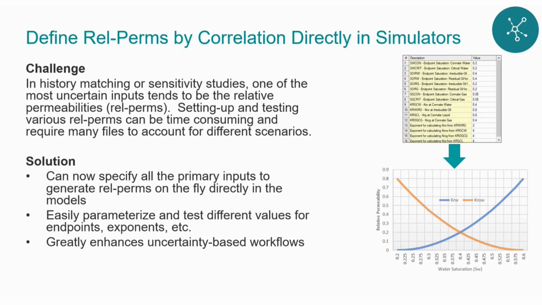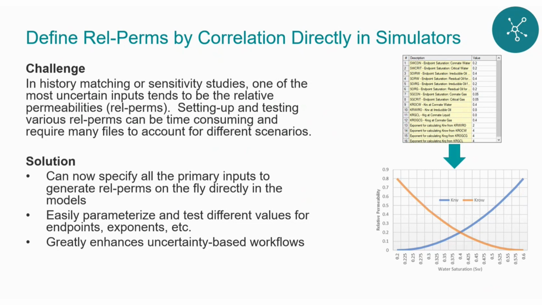If lab data is not available, then it's common for a Corey or LET type correlation to be utilized in generating the relative permeabilities based on certain curve endpoints and curvatures. However, for each scenario you would want to test, you essentially need to define and export a new rel perm to use.